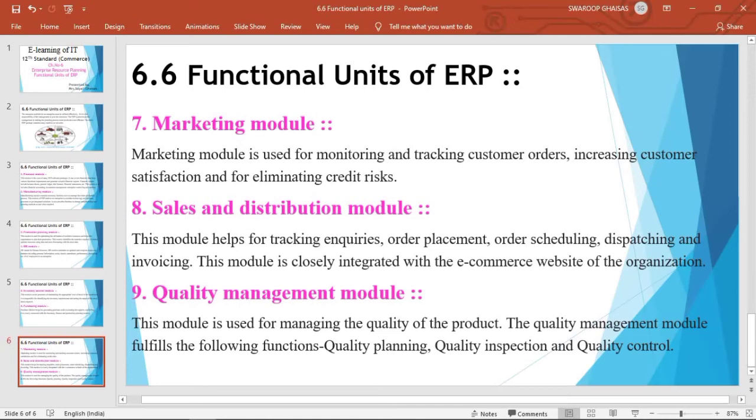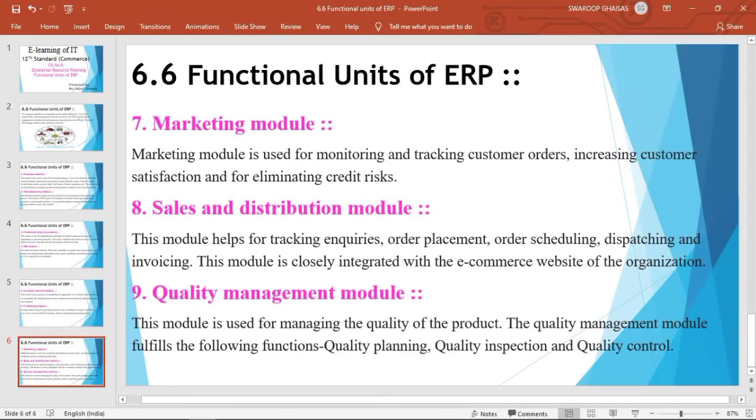This module is closely integrated with the e-commerce website of the organization. See, whenever it is conducted online, in that case e-commerce website will be used, and that's why this module is closely integrated with the e-commerce website of that organization, because by using that website only they will come to know about the different orders, they can schedule the orders and can dispatch and produce an invoice.